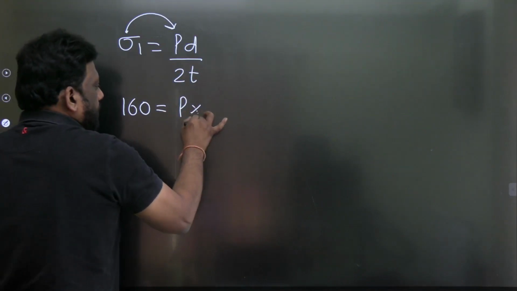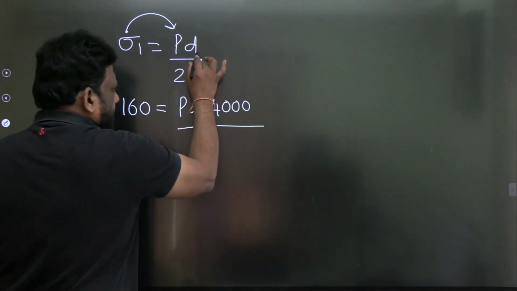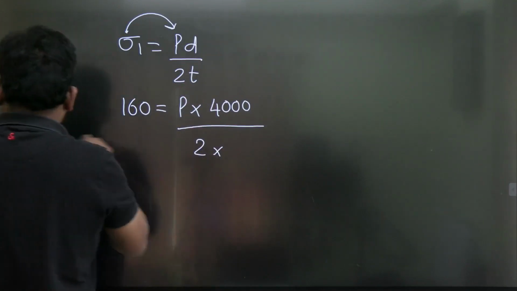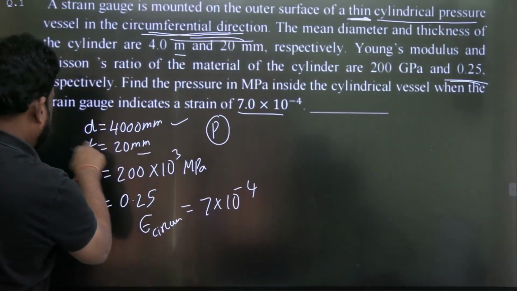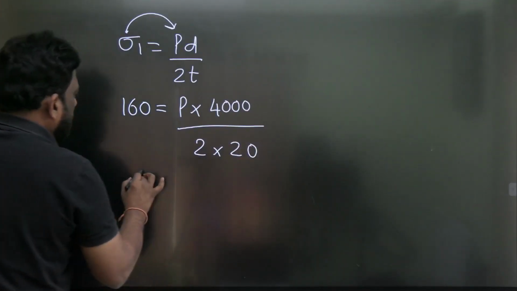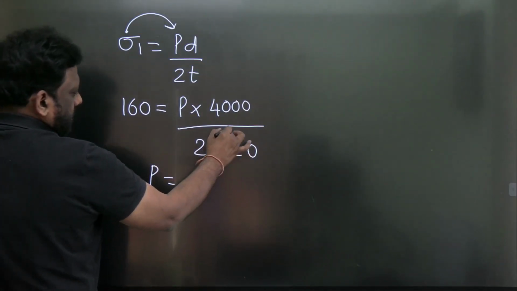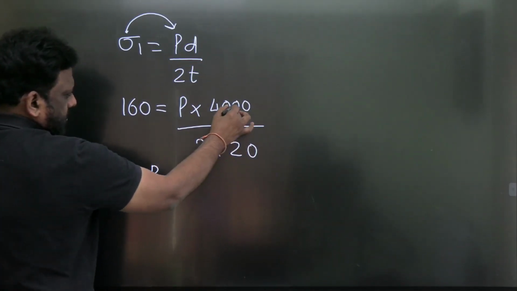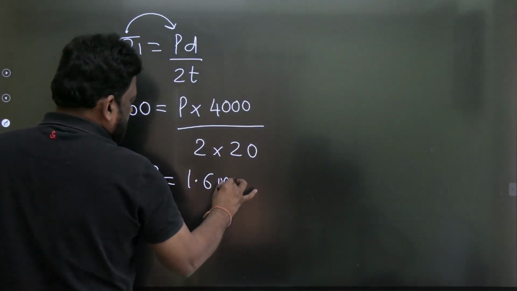So P into the diameter is given as 4000, and the thickness, let me check. Diameter is 4000 mm and the thickness is 20 mm. So you will get this value of P as, I think, 40. So this will be 100. So I think you are getting this as 1.6 megapascal.